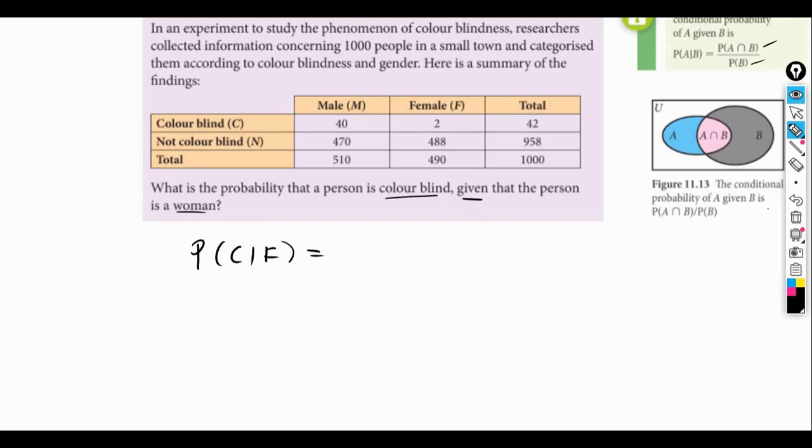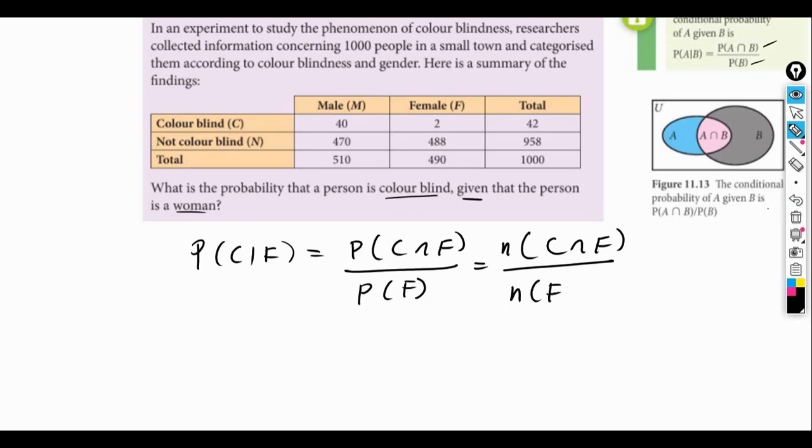So this is going to be the probability of the intersection of colorblind and female over the probability of it being a female. But notice that this is just the same as saying the number of events where we have a colorblind female over the total amount of females. And notice that it's going to be 2, because we have 2 females that are colorblind, over the total number of females, which is 490. So this is going to equal 0.004.